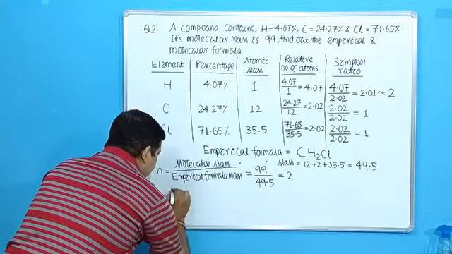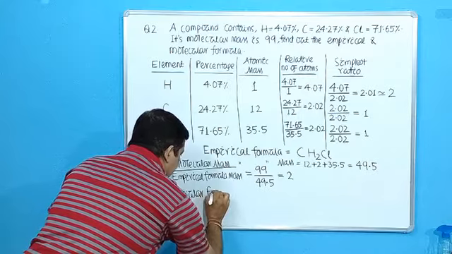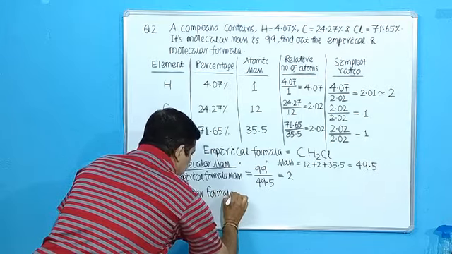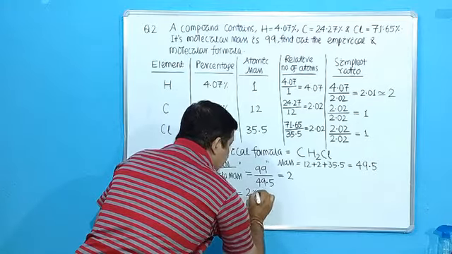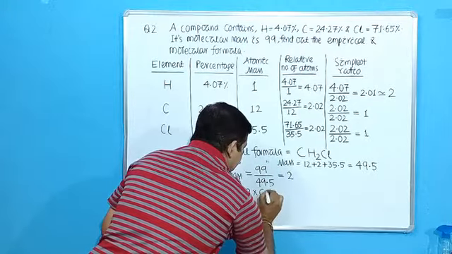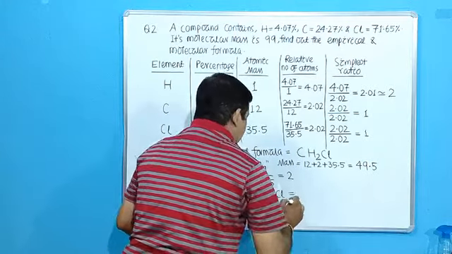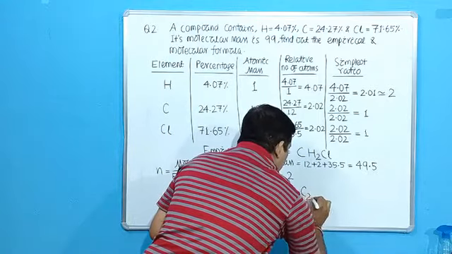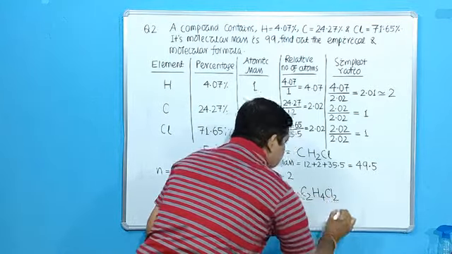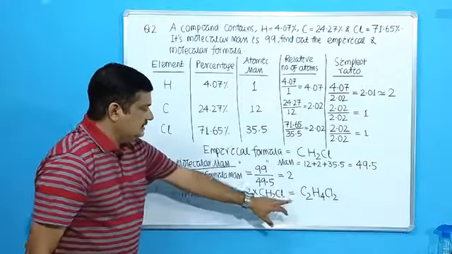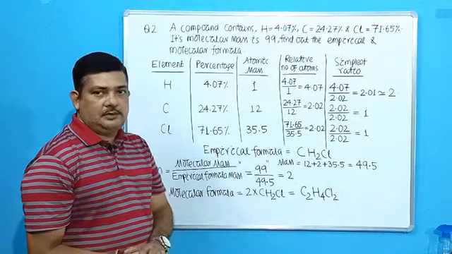So what is the molecular formula? The molecular formula will be 2 into the empirical formula. 2 into CH2Cl, so it will be C2H4Cl2. This is the answer. So this is the molecular formula of the compound and this is the empirical formula of the compound.